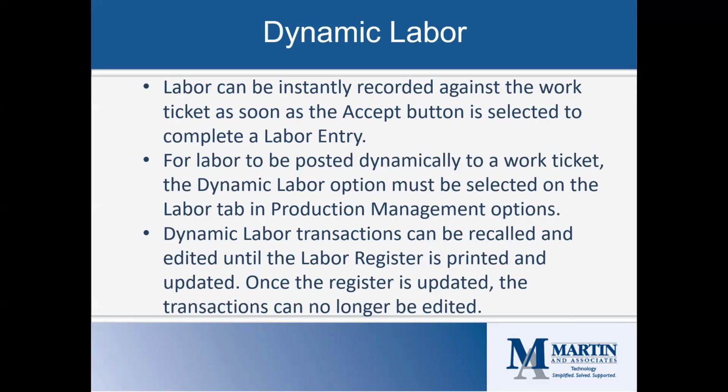So you put a labor entry out there, you click the accept button, and labor shows up right away. You realize, I need to make a change to that: wrong number of hours, wrong rate, whatever. You can recall that, edit it, accept it again, and it'll put the update out there. You can do that all the way up until you run the register and update it.